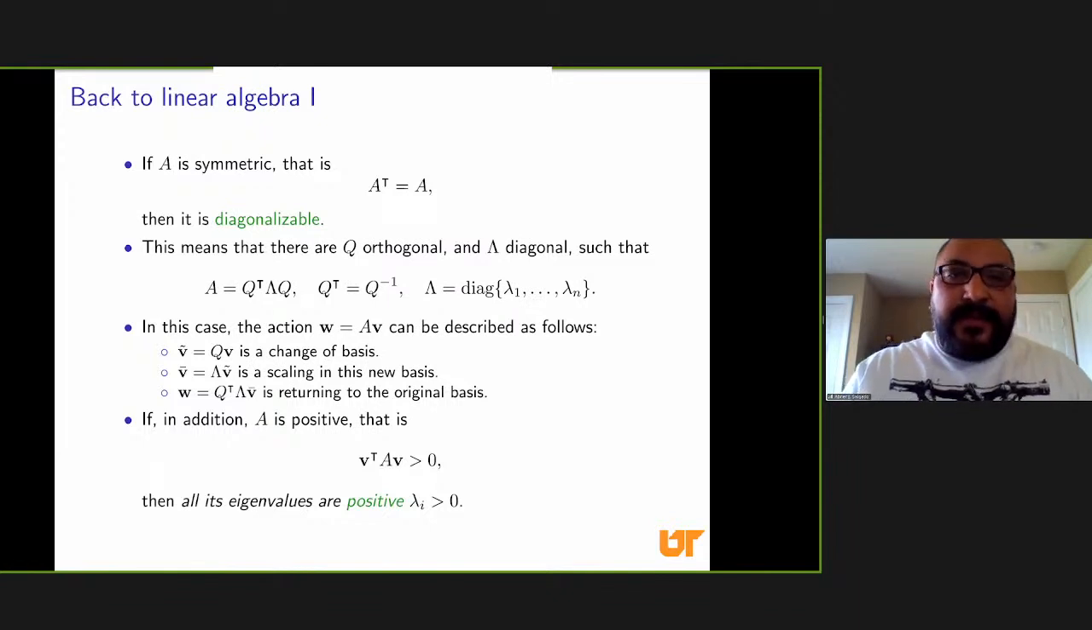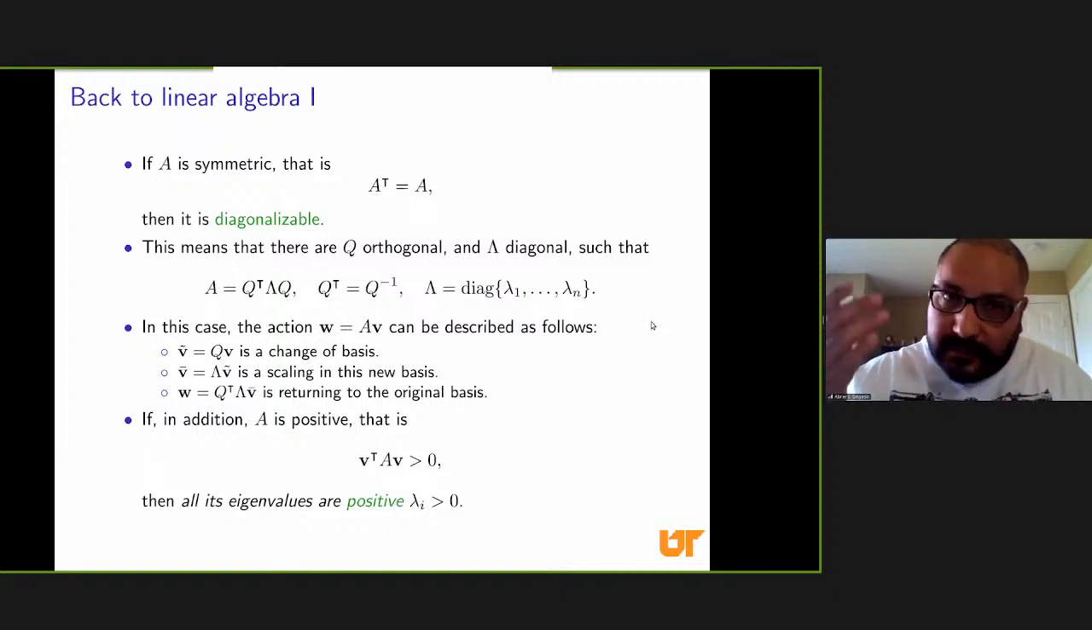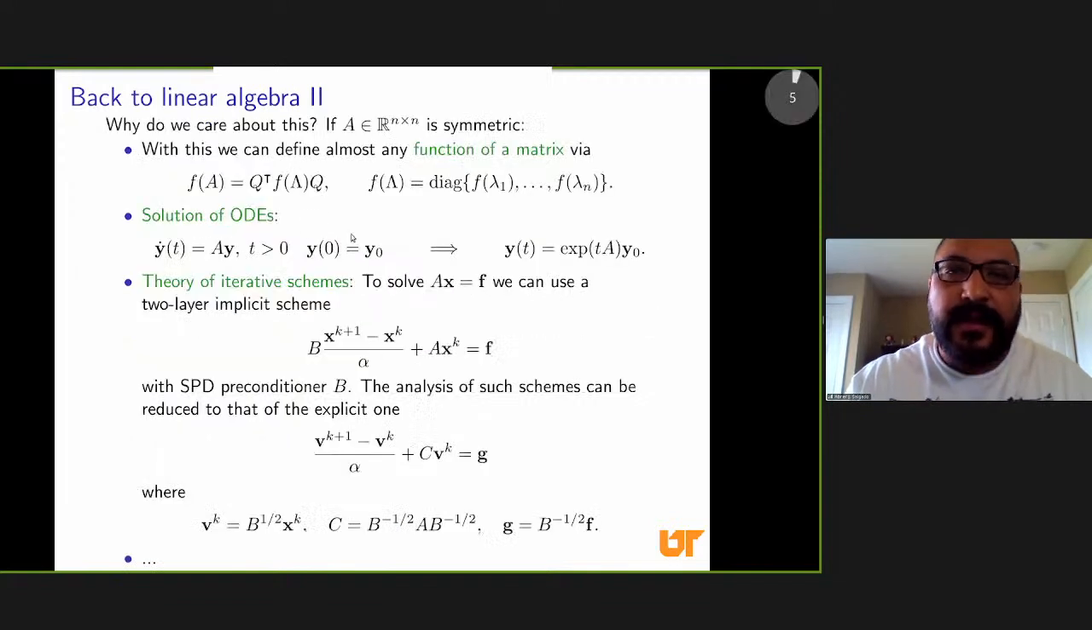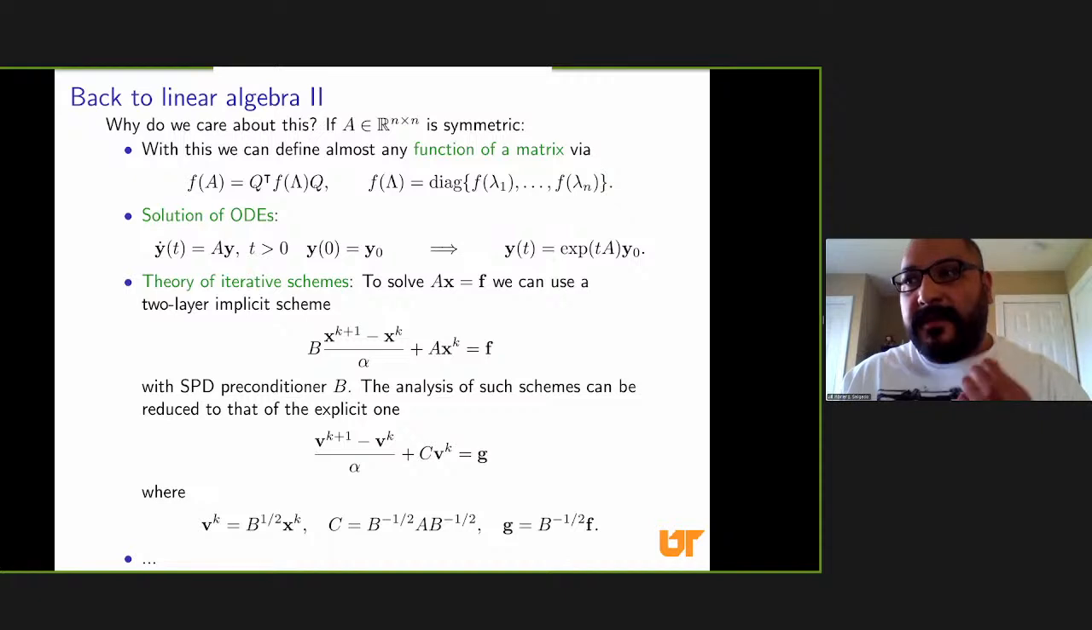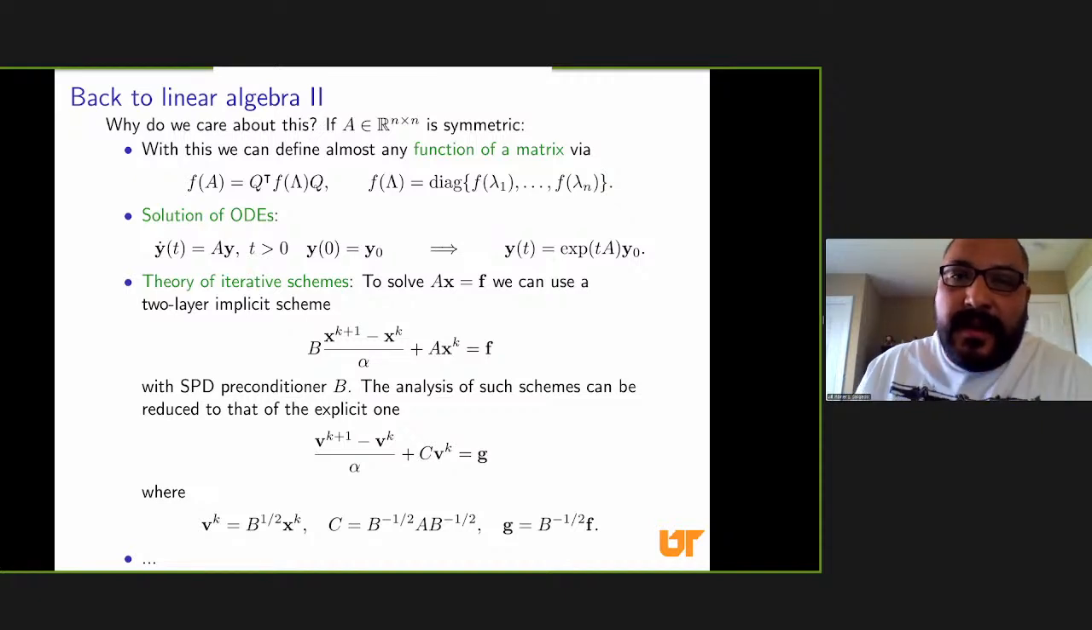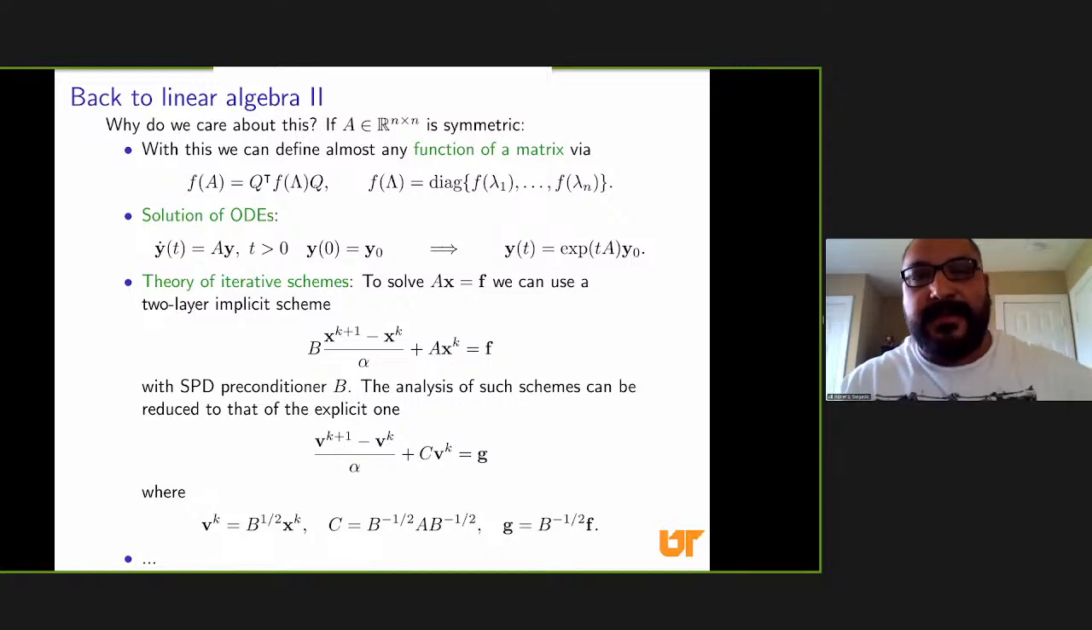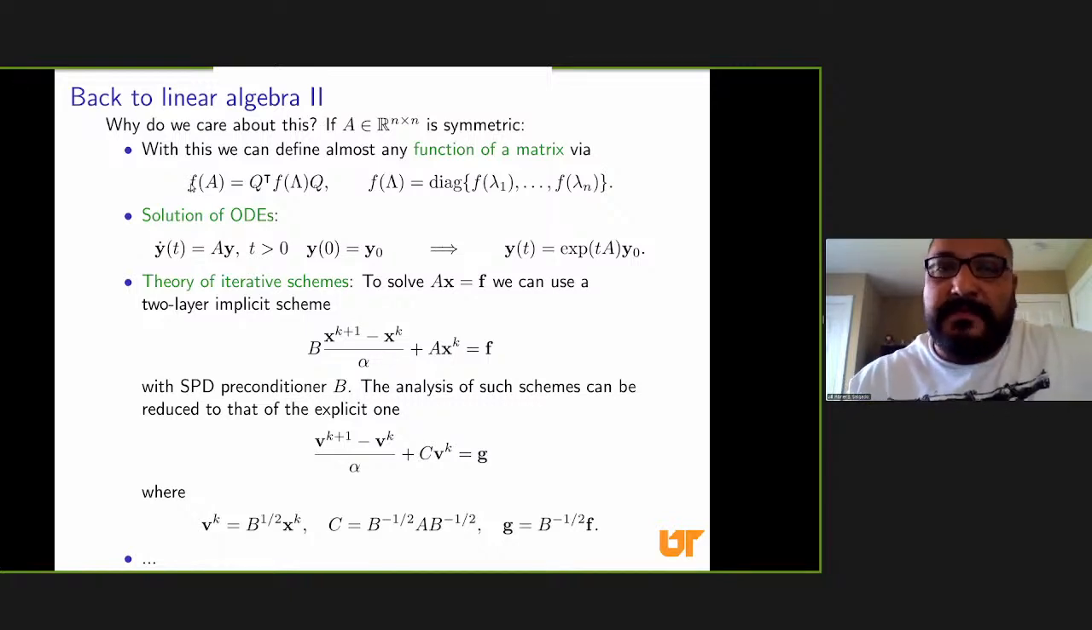On top of that, if we know that the matrix is not only symmetric, but also positive definite, we know that all the eigenvalues are going to be positive. We all know this very well. We all know also that this has some applications, not just that simple decomposition of the action of a matrix, but we can, for instance, define any function of a matrix in this form. Just compute a sufficiently nice function of a matrix by applying it to the eigenvalues, the diagonal elements of that matrix.